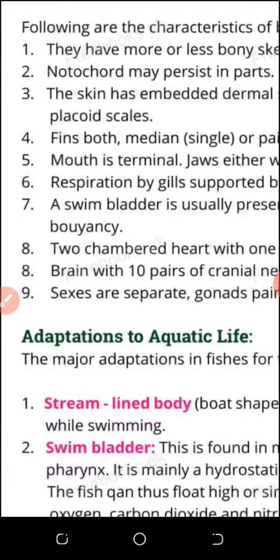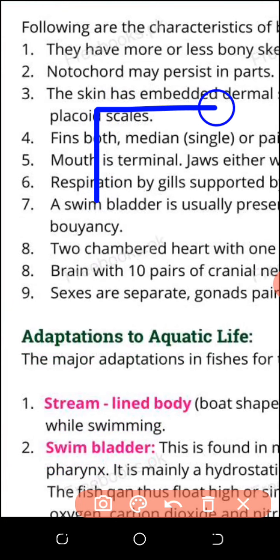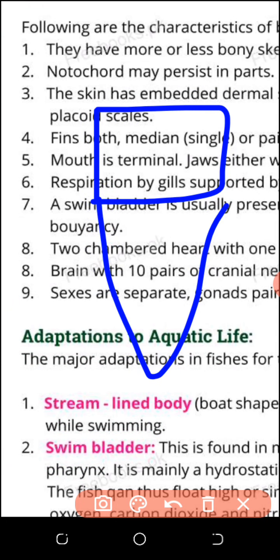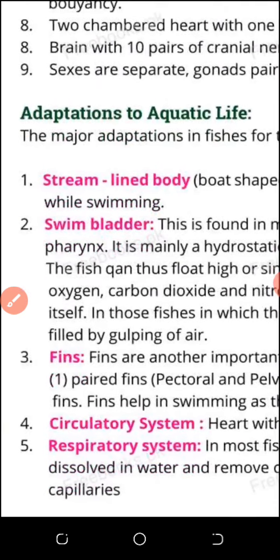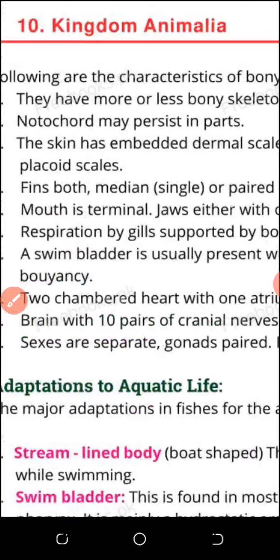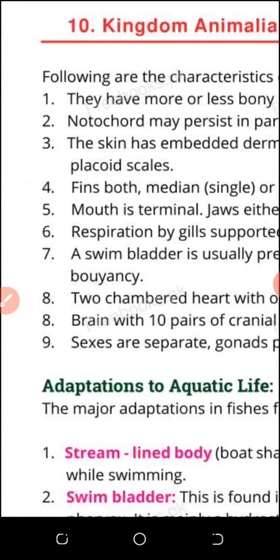The two chambered heart is present. One atrium and one ventricle are present. Only the sexes are separate. But in case of land adaptation, what does land adaptation mean?